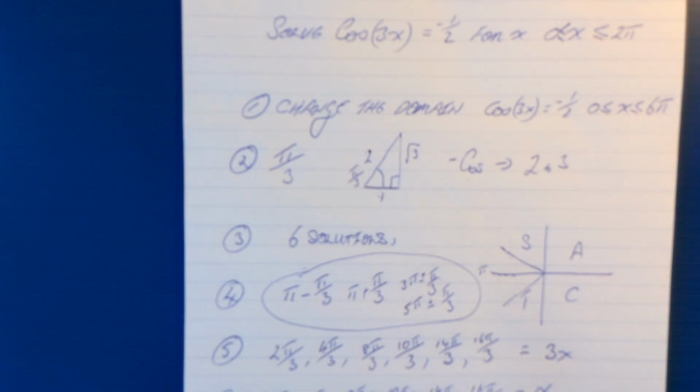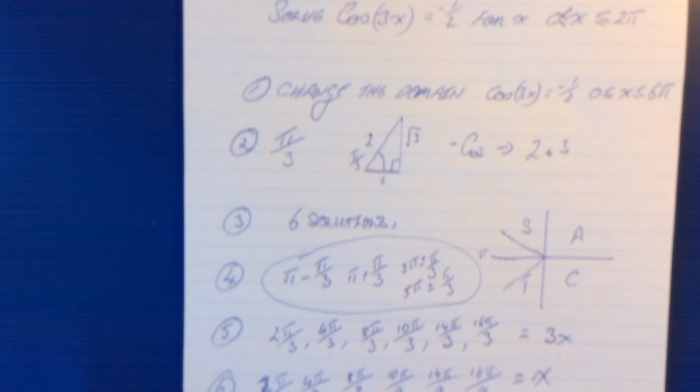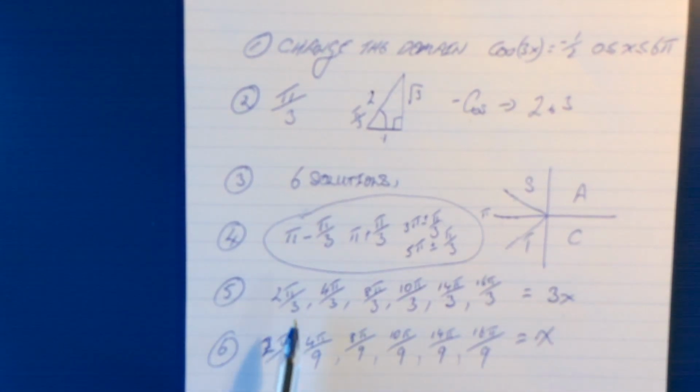And this is where we turn back the process that we initiated with the domain being multiplied by 3. This all equals 3x. So what does x equal? Well, this is what x equals. We divide each of these by 3, which is very, very simple to do. We simply multiply the denominator by 3. We get 2 pi on 9, 4 pi on 9, 8 pi on 9, 10 pi on 9, 14 pi on 9, 16 pi on 9, and they equal x.